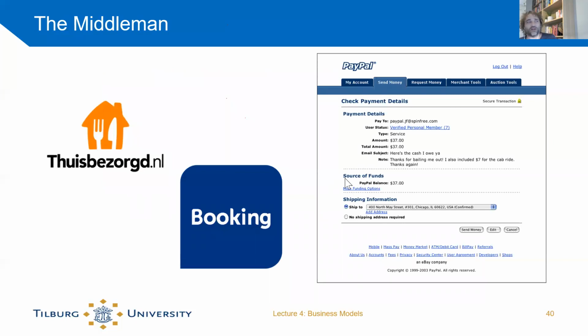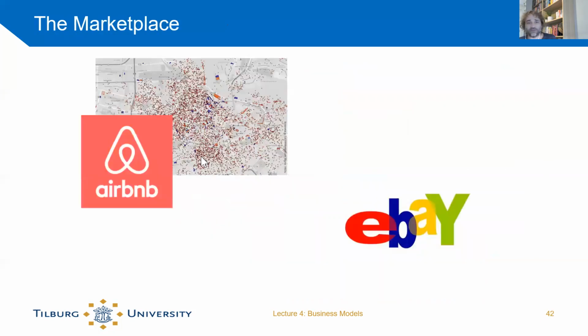Airbnb is a middleman as well. I just wanted to give different examples. So Airbnb is both a middleman, so they're in between more official organizations that also rent out apartments and the consumers. But they're also a marketplace, because as a consumer, I can rent out my bedroom via Airbnb to someone else. So similar to eBay, as a consumer I can sell things I have to other consumers.